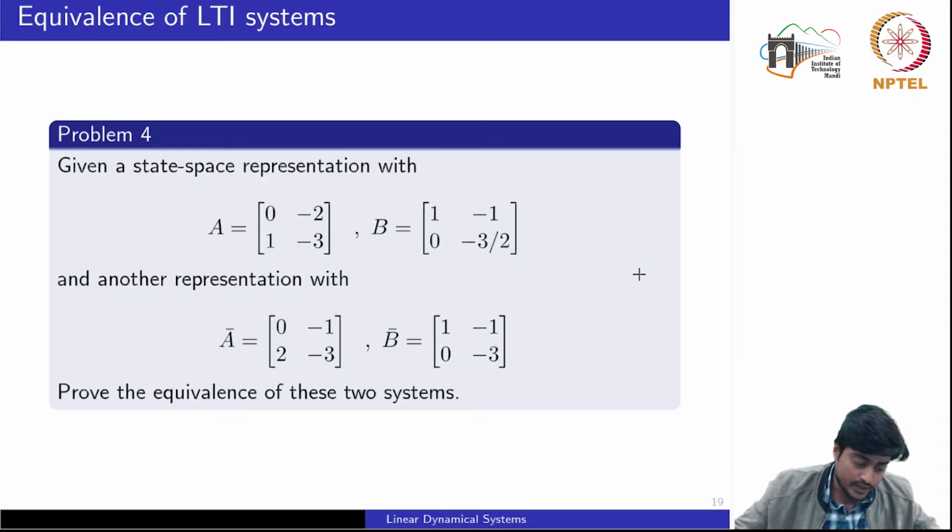Now problem number 4 deals with the equivalence of LTI systems. By equivalence we mean that, given a pair of A, B matrices, we want to see whether these two pairs denote the same system, right? So the first pair is this one with the numerical values, and another pair is A bar, B bar with a different set of numerical values. So we want to verify whether these two pairs actually represent the same system or not. Okay.